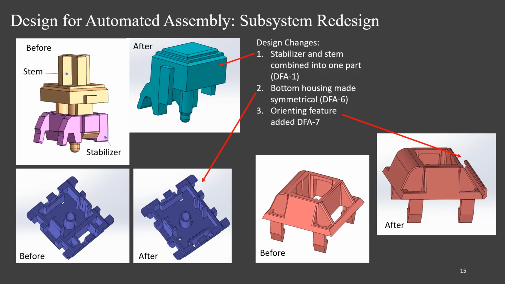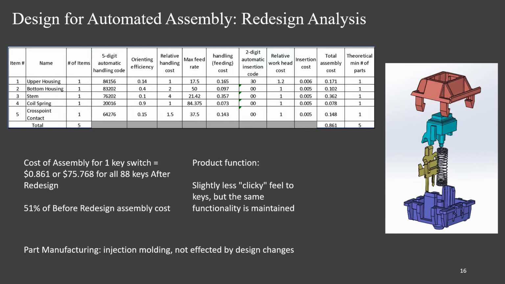The second was making the bottom housing symmetrical so that it could be fed in more than one direction. The third change was adding a shelf onto the outer housing to help orientate it as it is being fed. It can only be fed one way, but before the differences were only minor. The shelf helps to better align the part. After the changes, the cost of the assembly went down to 86.1 cents per switch, or $75.76 per board, which is 51% of the original cost of the assembly.